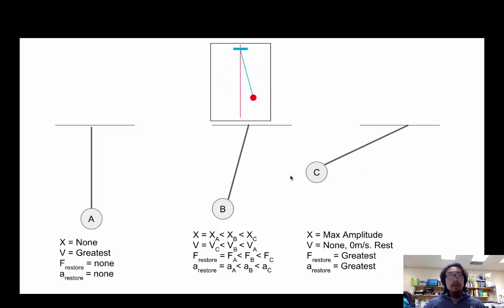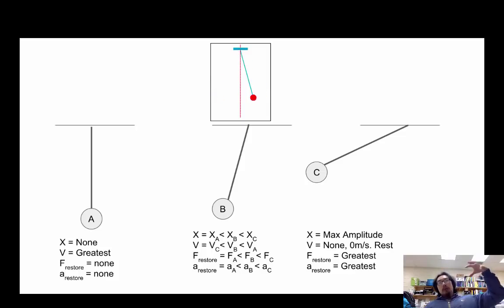And at the maximum height, we have the greatest potential energy, and that potential energy turns into kinetic. Point B, or figure B, is right in between the greatest potential and the greatest kinetic, which is at the bottom. And we can see that the restorative force for position B is somewhere right in the middle as well.